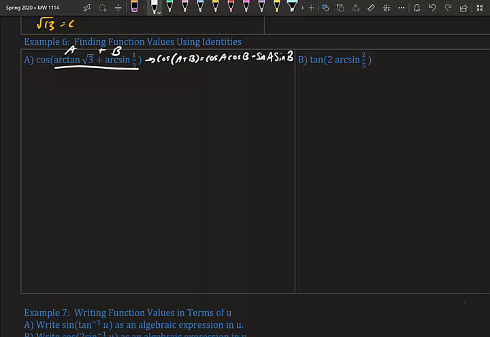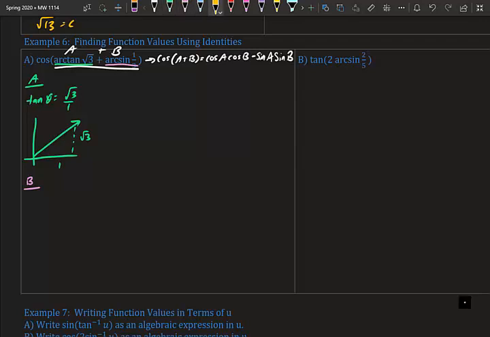So we have two triangles. We have the A triangle, and we have the B triangle. So our A triangle is arctan square root of 3. So all that is just tangent theta equals square root of 3 over 1. So since it's positive tangent, we're working in quadrant 1. And for quadrant 1 positive, we have opposite over adjacent, so square root of 3 over 1.